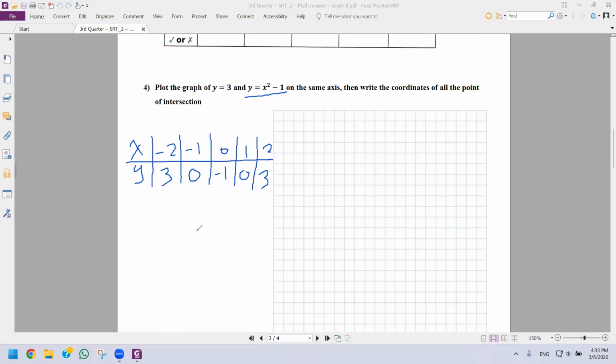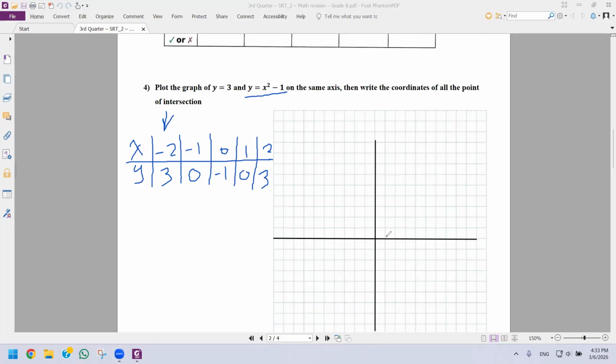So we got 5 points. What are the points? You read them like this. The first point is (minus 2, 3). The second point, (minus 1, 0). (0, minus 1). These are the points. Okay, now let me draw the axis. This is for the y value. This is for the x value. Then I need to put the numbers.